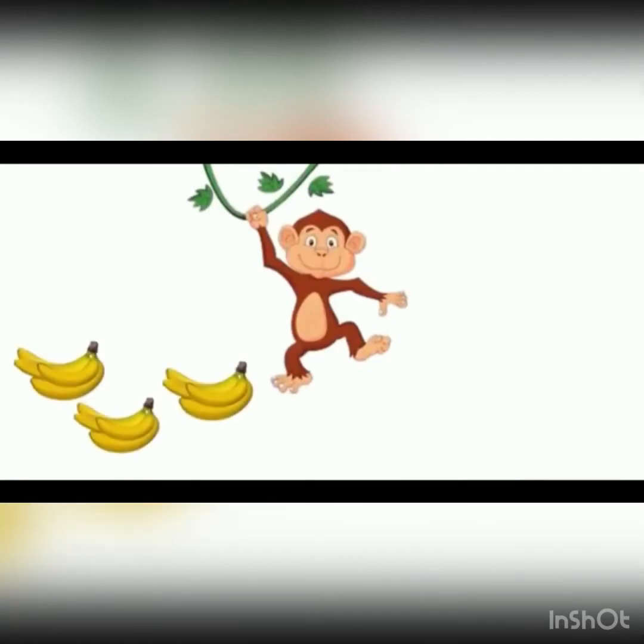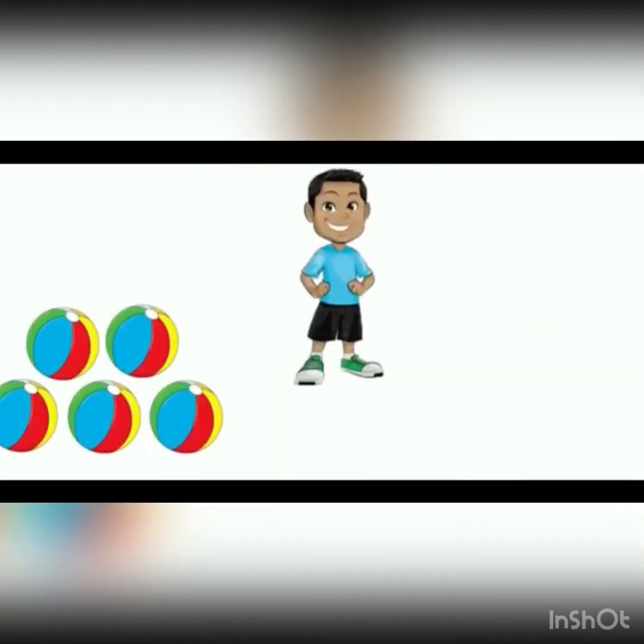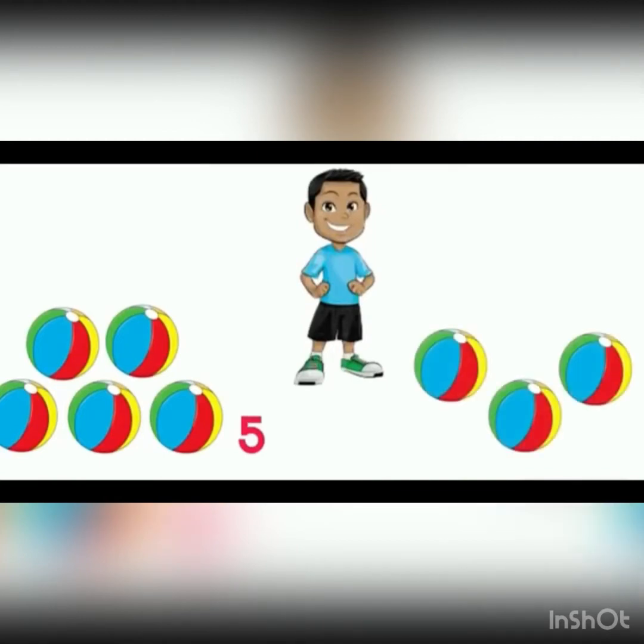See, there are 3 bunch of bananas on the left and on the right also there are 3 bunch of bananas. So 3 is equal to 3. On the left there are 5 balls and on right there are 3 balls. So here you can say 5 is greater than 3 or 3 is smaller than 5.